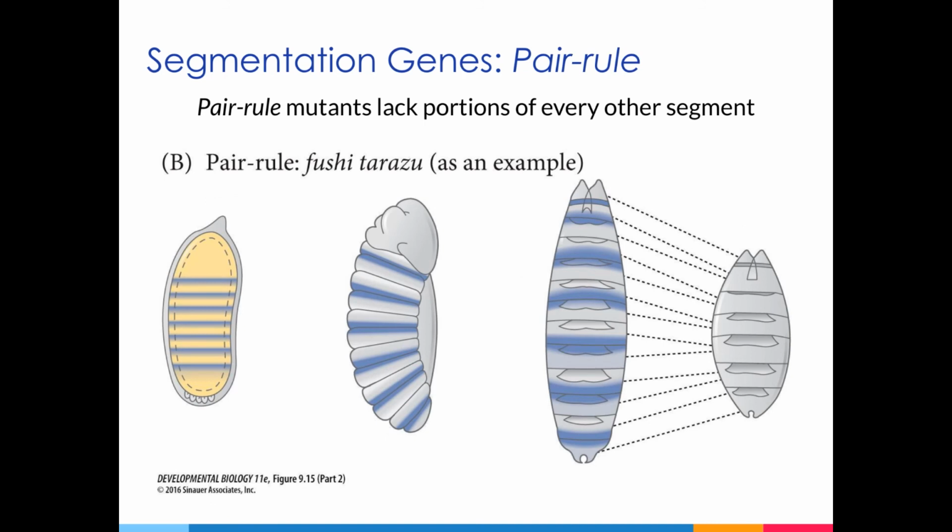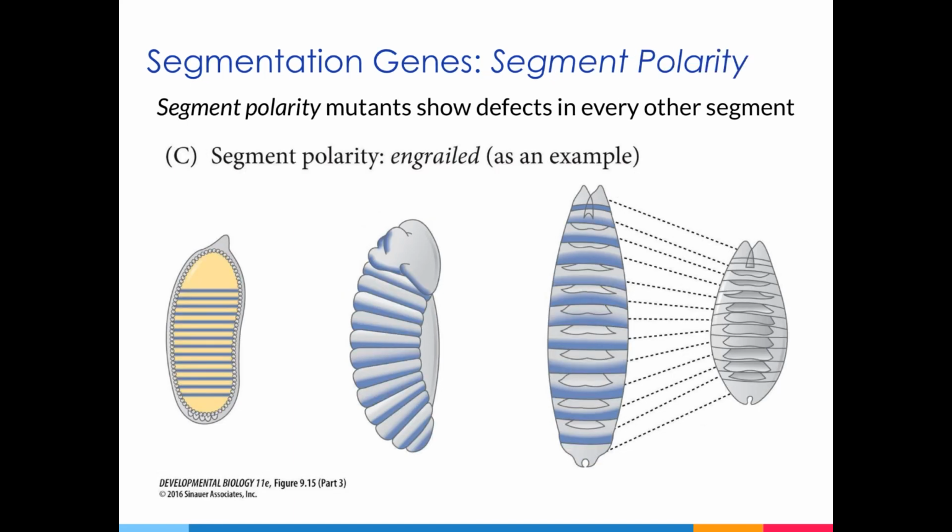The next set of segmentation genes to be expressed are the pair-rule genes, and pair-rule gene mutants are missing portions of every other segment. The reason for this, as we'll see, is because these genes are expressed in parasegments, which, as I mentioned previously, are composed of the posterior compartment of one segment and the anterior compartment of the next segment. Finally, the segment polarity mutants have different types of defects in every segment. This could be an inversion in the polarity, a duplication, or a deletion of the segment.